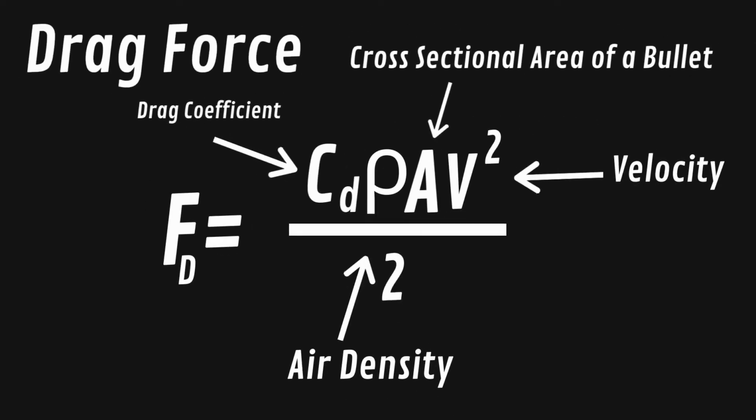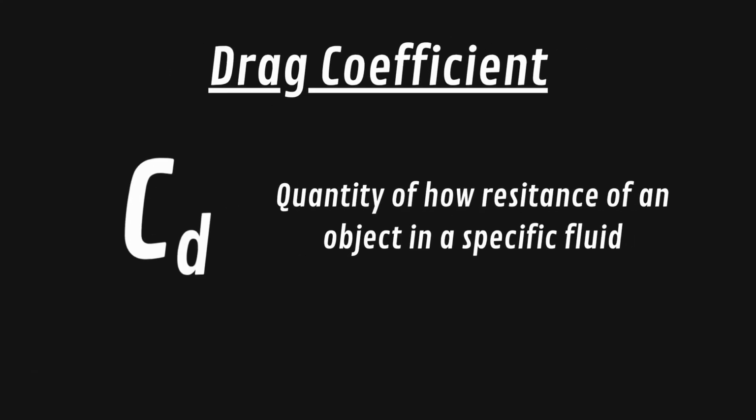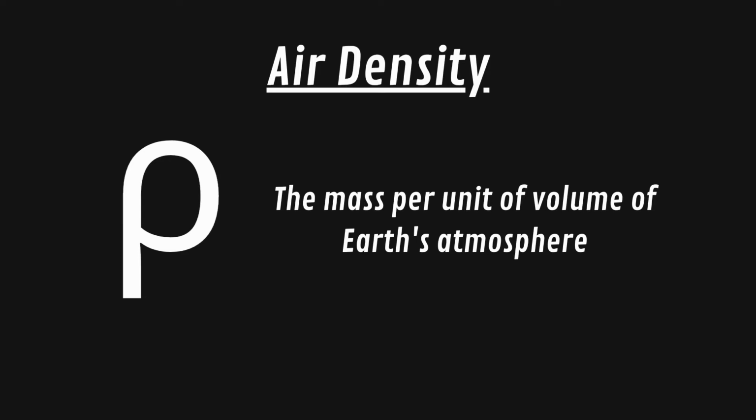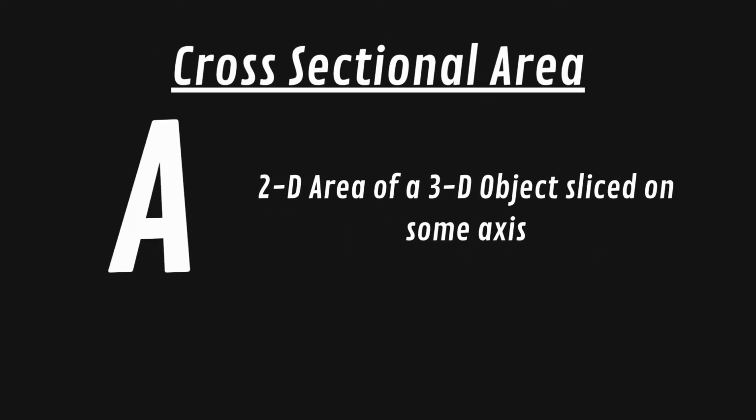Now we move on to the drag. The force of drag is given by the equation C times rho times area times velocity squared over 2. A lot of weird variables here. Basically, C sub D is the drag coefficient, or how much air resistance the object takes in, and rho here is the density of air. A here is the cross-sectional area of the bullet, V is the velocity, and we put that all over 2.